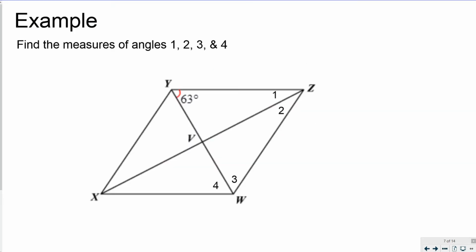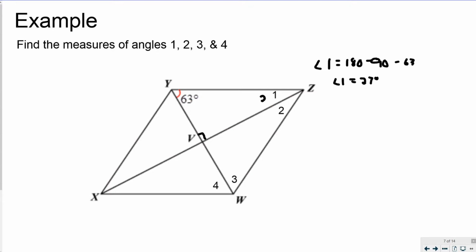So, find the measures of angle 1, 2, 3, and 4. Just going to get started on some examples right away. I know that this angle down here is 90, which means angle 1 would be equal to 180 minus 90 minus 63. So 180 minus 90 minus 63 leaves angle 1 as 27 degrees.